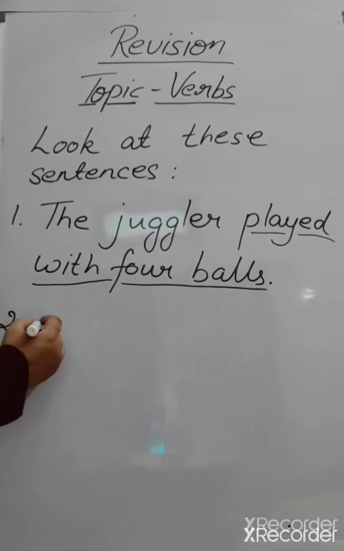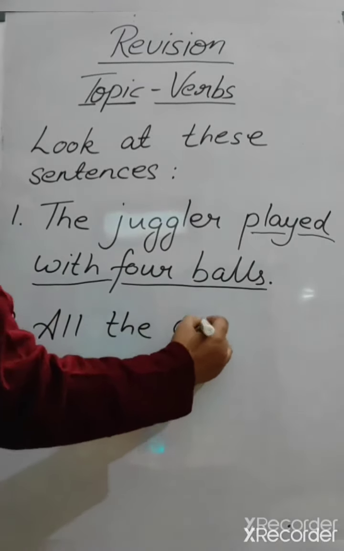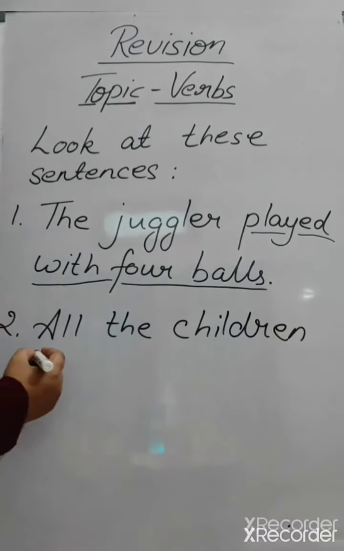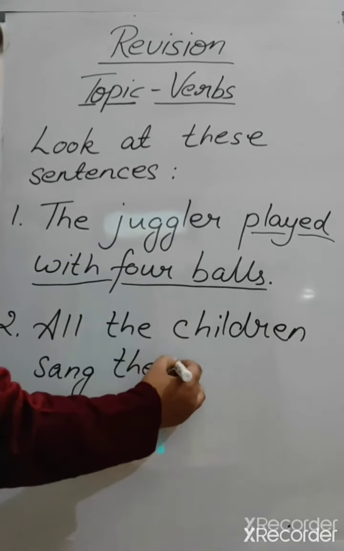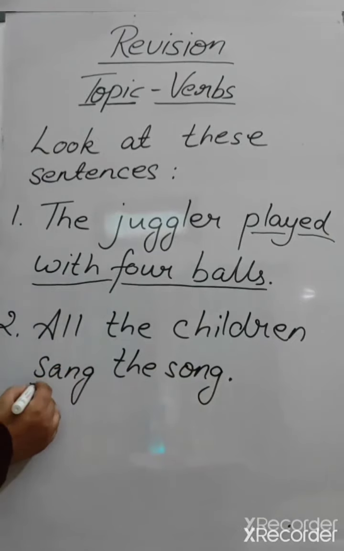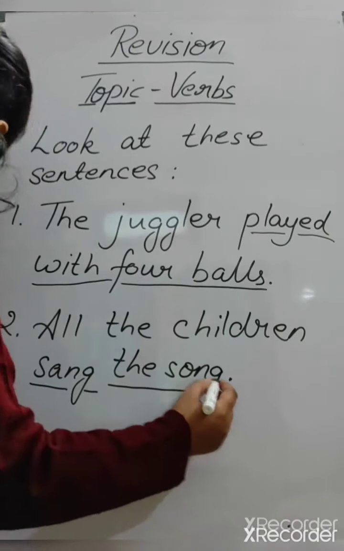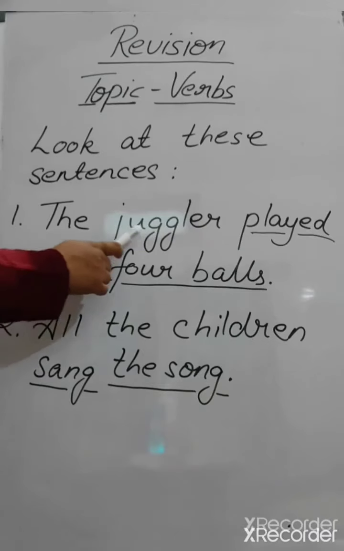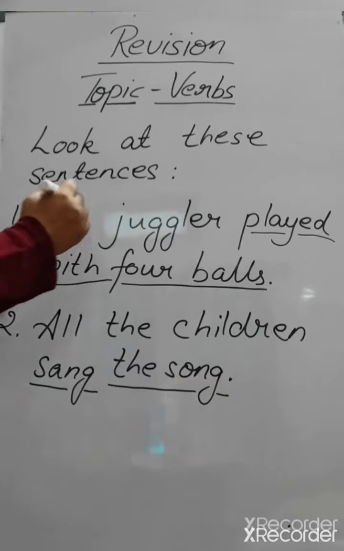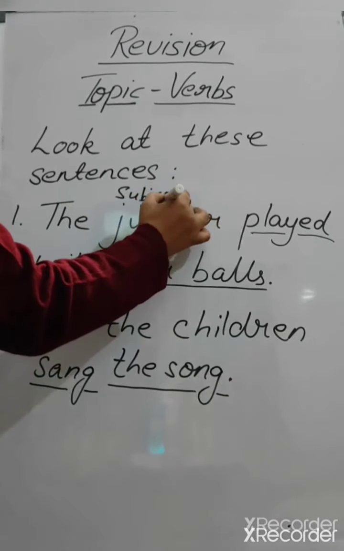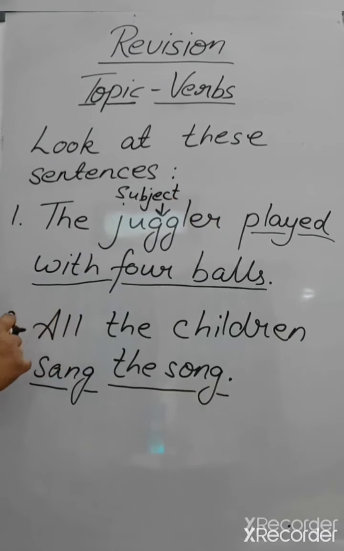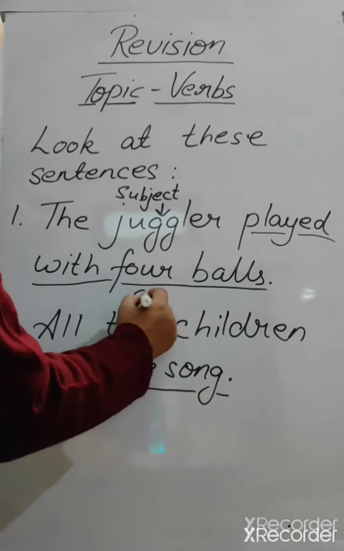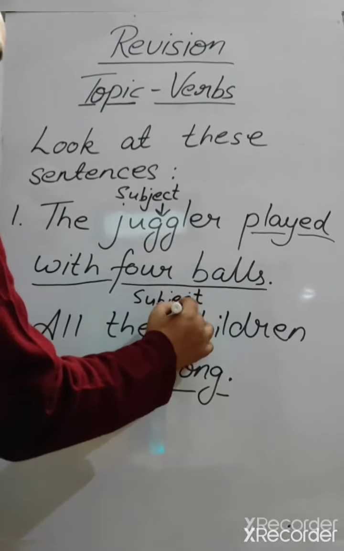So let's take one more example. All the children sang the song. Let's underline this part. So, in these sentences, the words which I have underlined are the predicates. In sentence 1, the juggler is the subject. Okay? And in sentence 2, what is the subject? All the children is the subject.